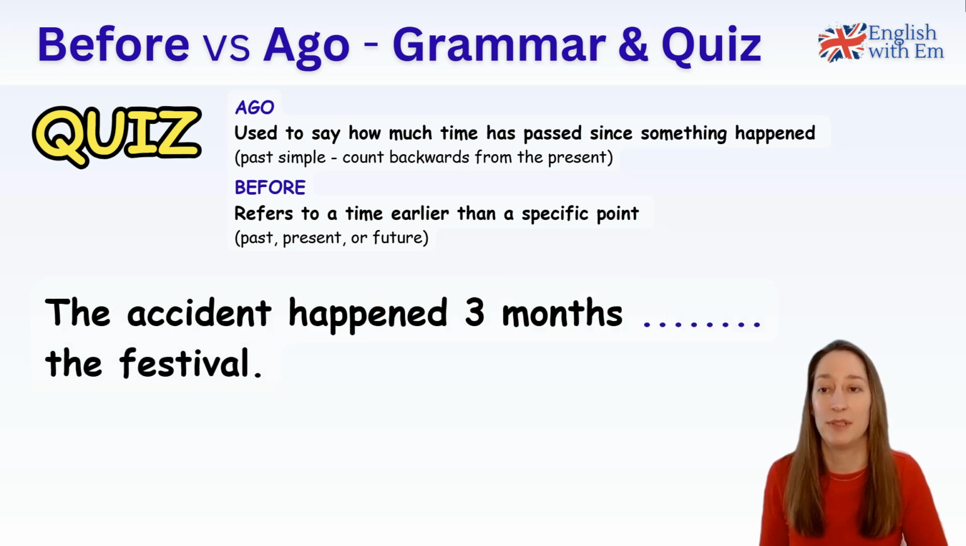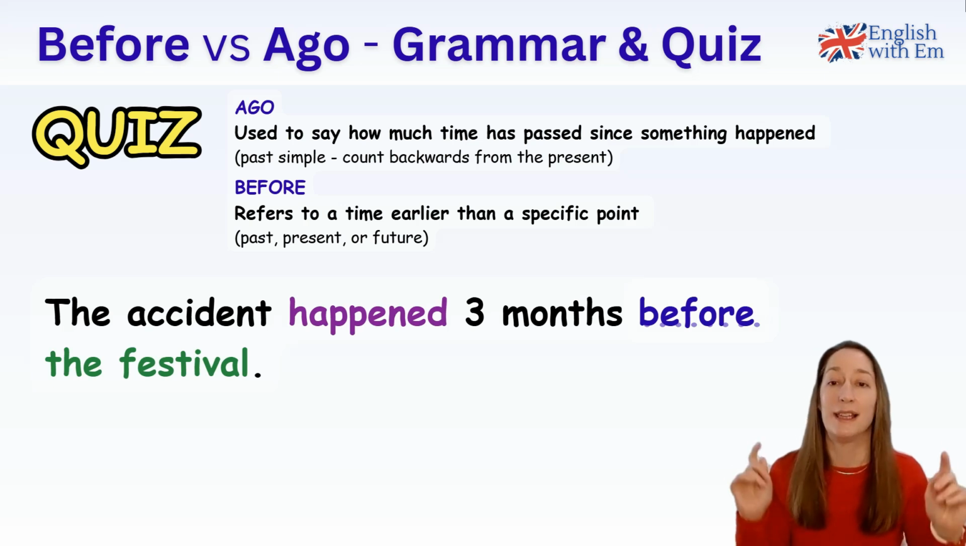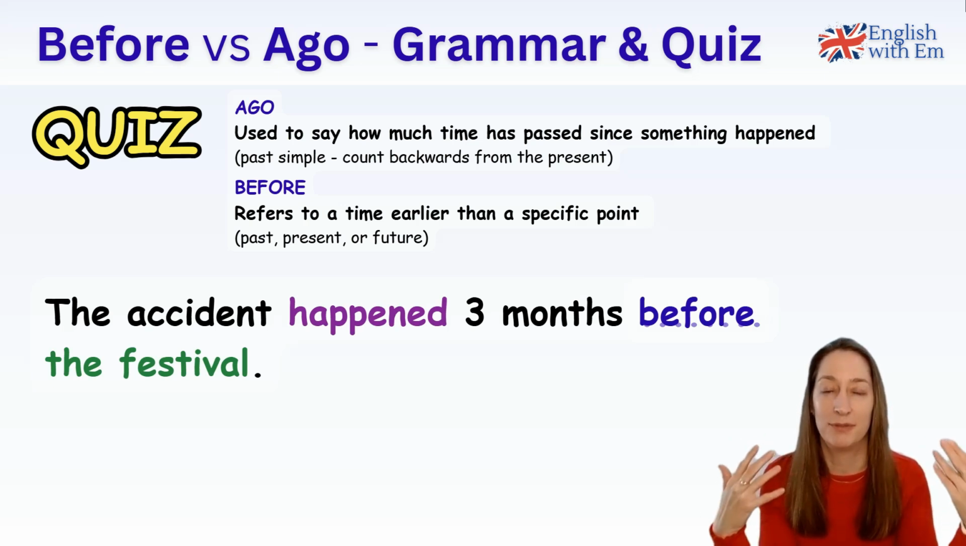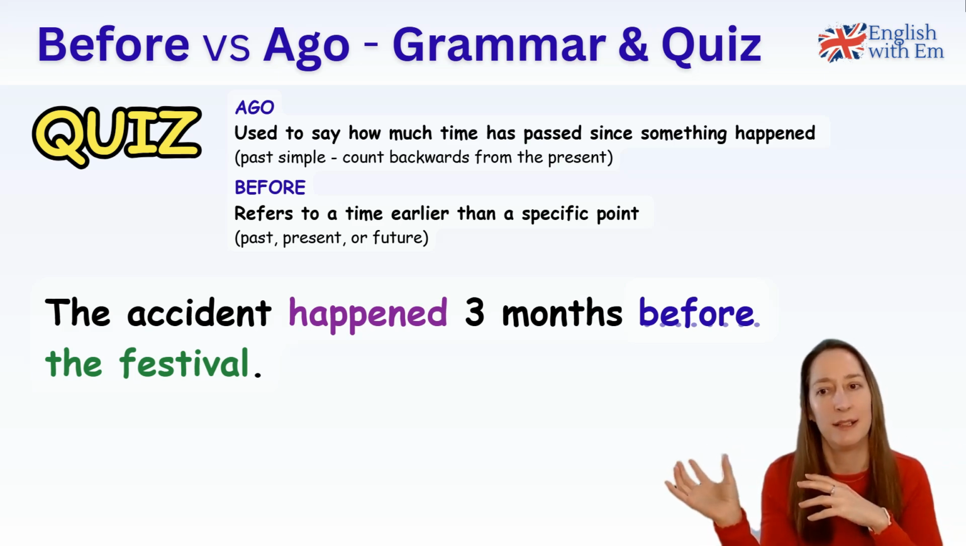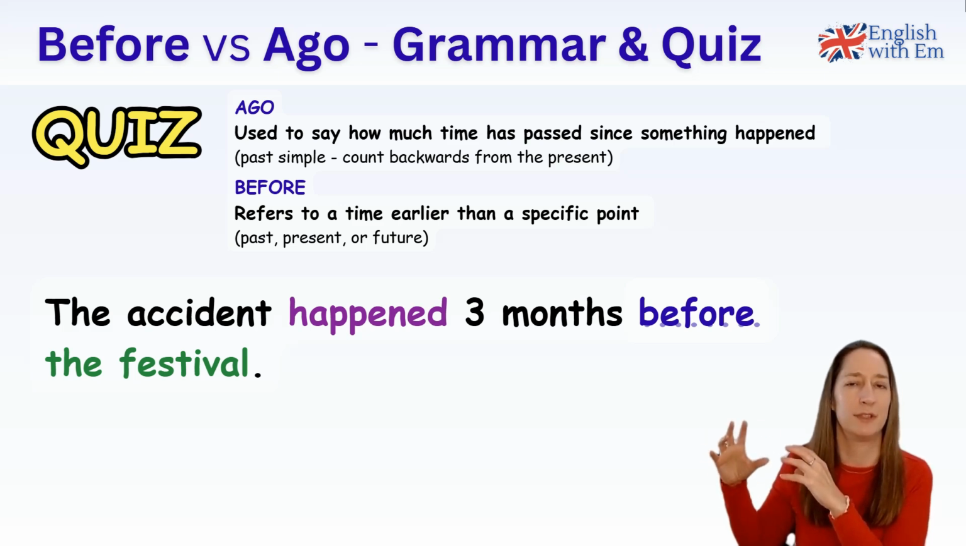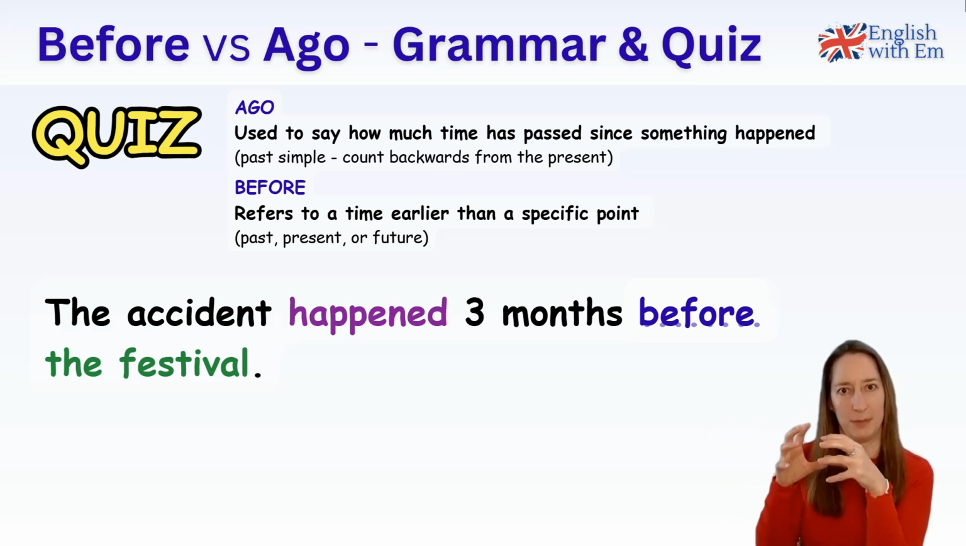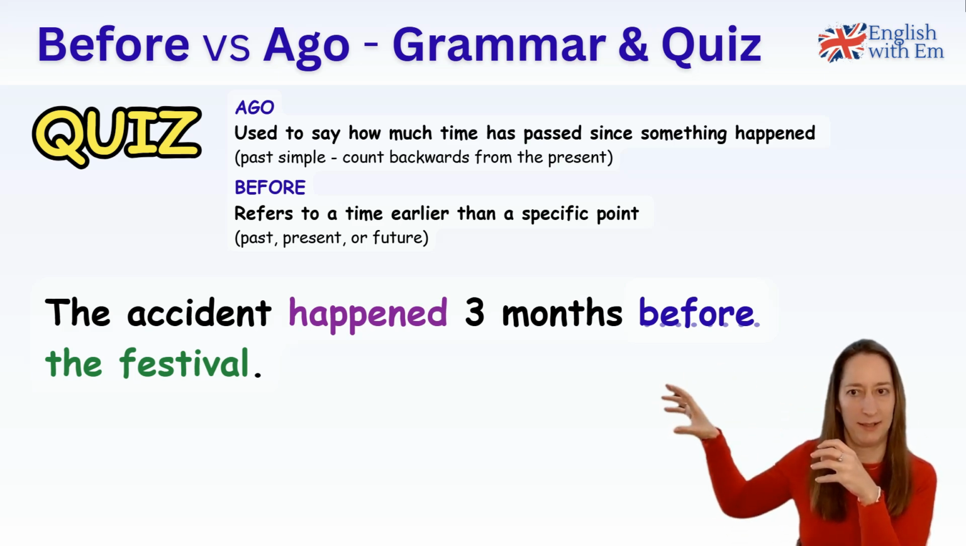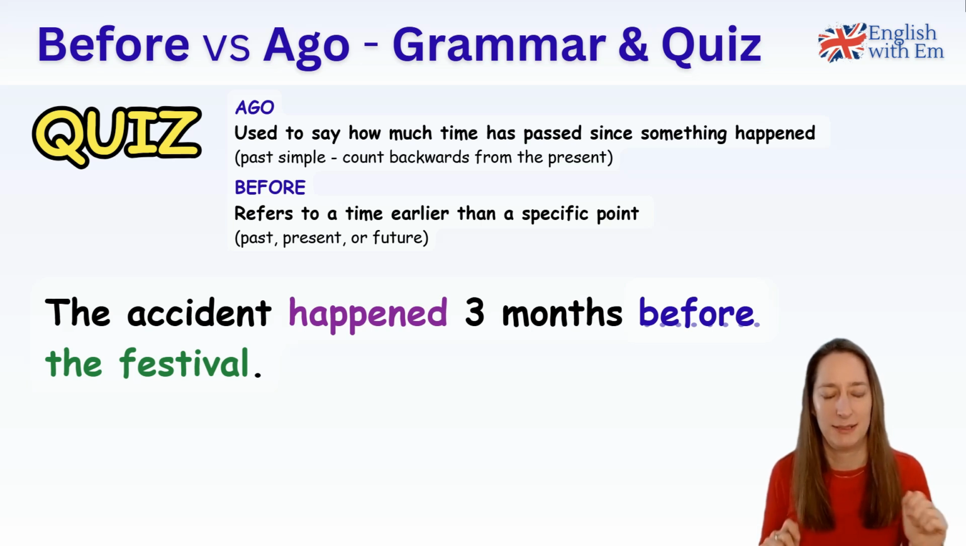The accident happened 3 months. The festival. Before. The accident happened 3 months before the festival. So here we're using before to talk about something that happened earlier than a specified point in the past, which was the festival. So the festival happened in the past, and earlier than that, the accident happened.